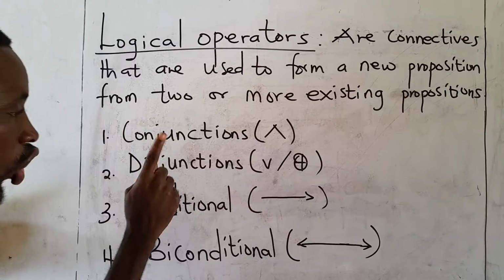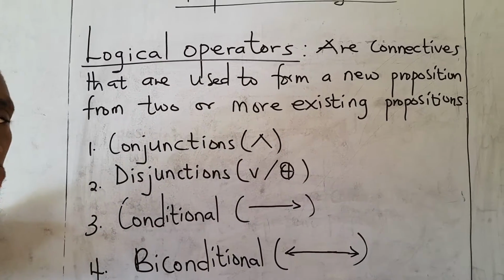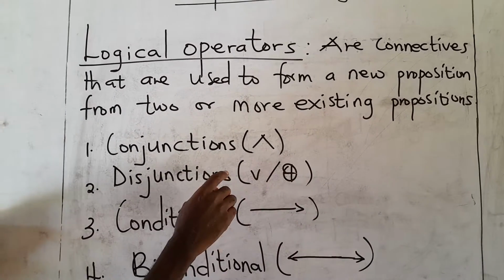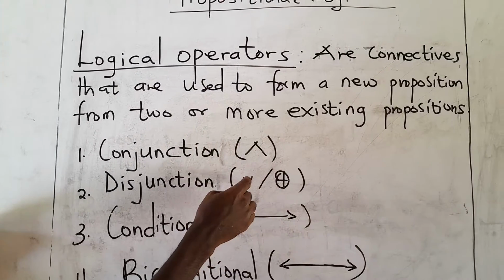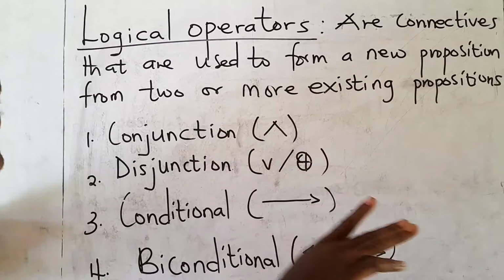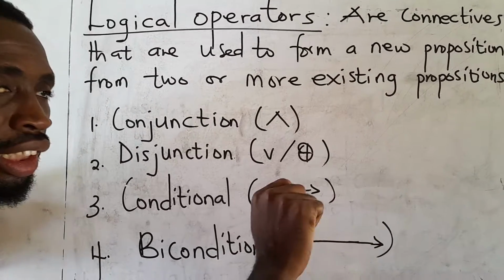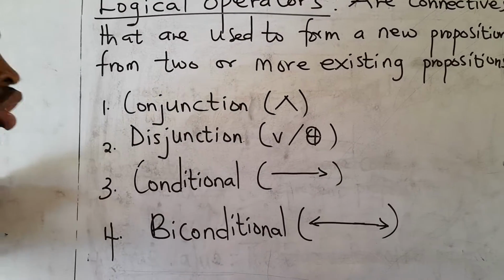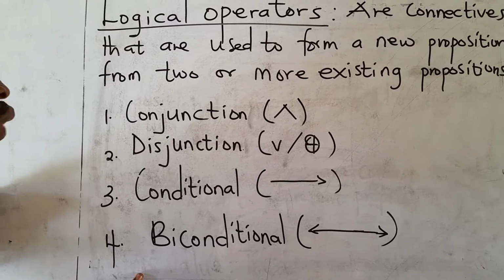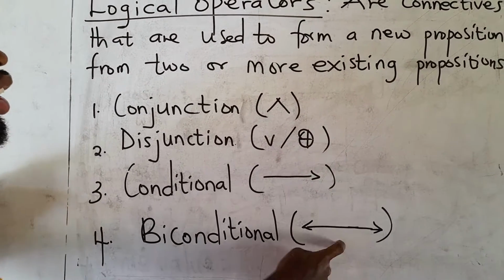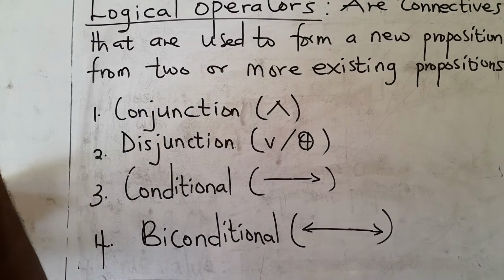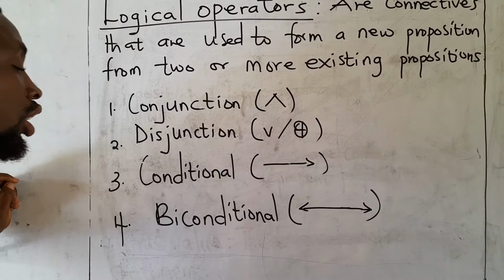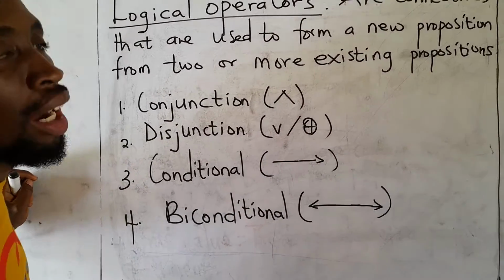We have four basic logical operators when it comes to propositional logic. They are: one, conjunction, and this is the symbol for conjunction. Then the second one, disjunction, and this is the symbol. That means we have two types of disjunction statement, which we'll be looking at very soon. The third one is the conditional statement. Then the fourth one is the biconditional statement. These are the symbols for each of them. So please take notice: we have four types of logical operators: conjunction, disjunction, conditional, and biconditional.